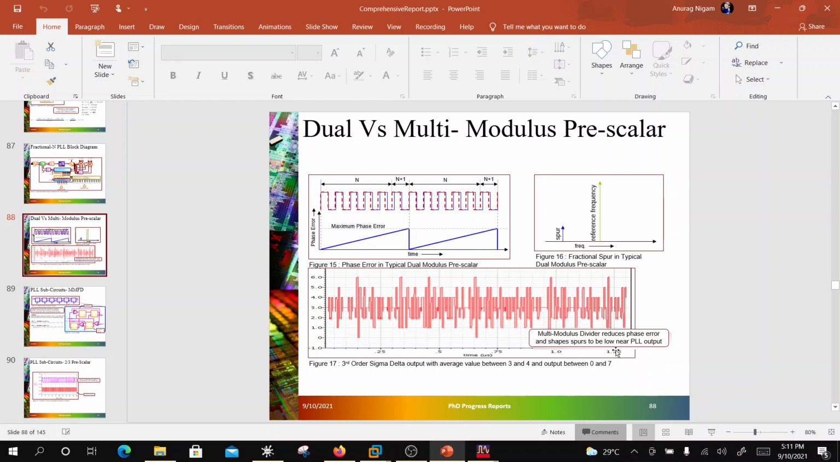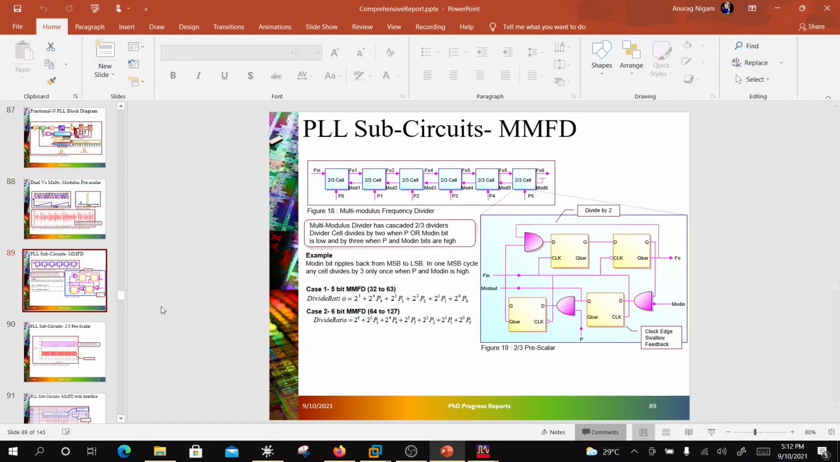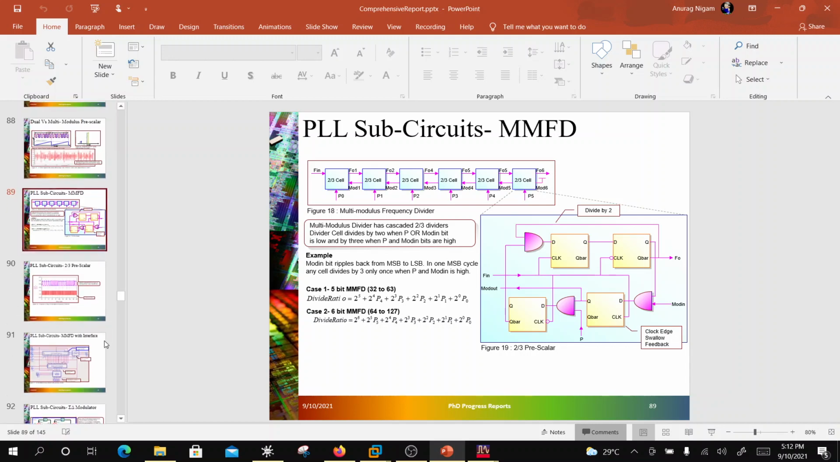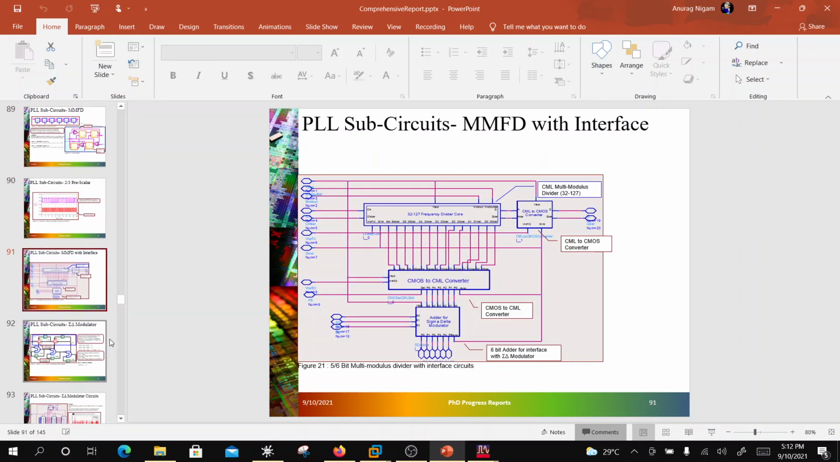So right now I haven't covered all the cycles, right? So the output will not stabilize to the final value, because n is still varying between coarse n plus 3 point something, between 3 and 4. That will be the fine n, which will be established by the Sigma Delta Modulator input. So the multi-modulus frequency divider is nothing but cascaded 2/3 cells. I have already covered this in the analog circuit design using ADS playlist, right? So this is that. This I have already shown you.